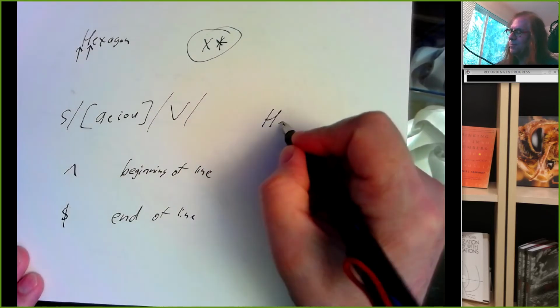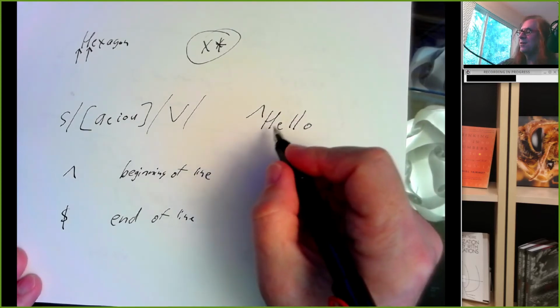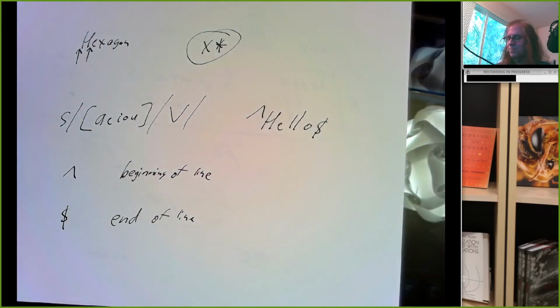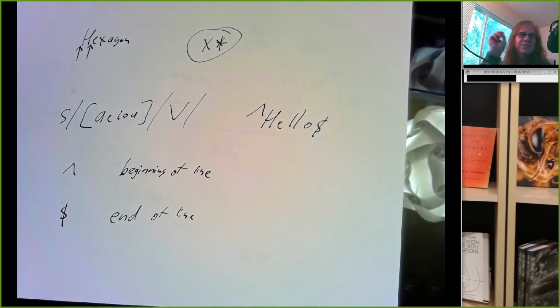And if you have an input string like hello, the caret is basically the stuff right before that H, and the dollar sign is the stuff right after the O. The caret is not the letter H. It's that sort of space before the H, and the dollar sign is not the O. It's the thing right after the O.